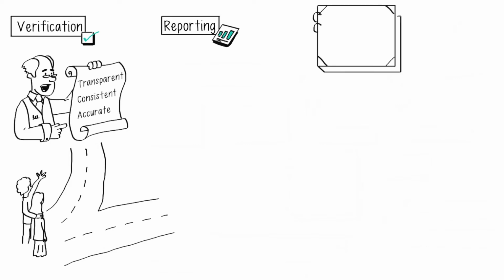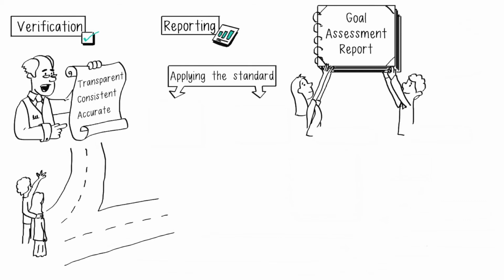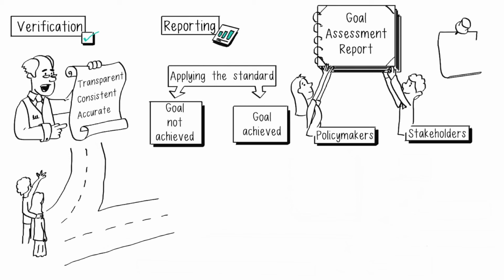The last step is reporting. This is carried out through the Goal Assessment Report, which is made publicly available. This report ensures that the process used for applying the standard and determining whether the goal was achieved or not is transparent so that it becomes a valuable document for policymakers and stakeholders. The posting of this public report is the final stage of applying the standard.